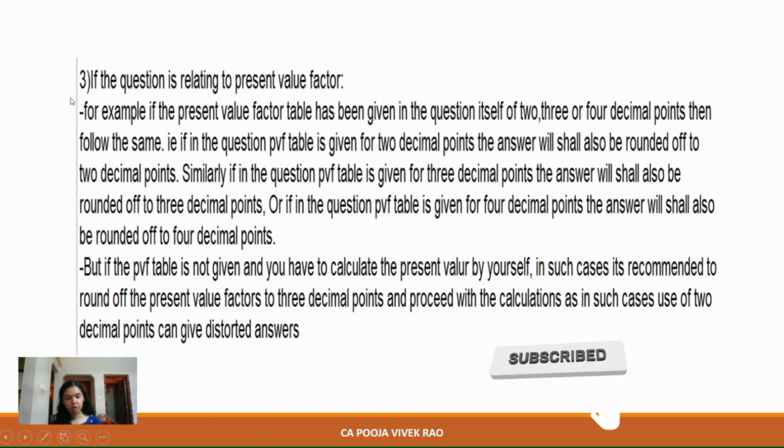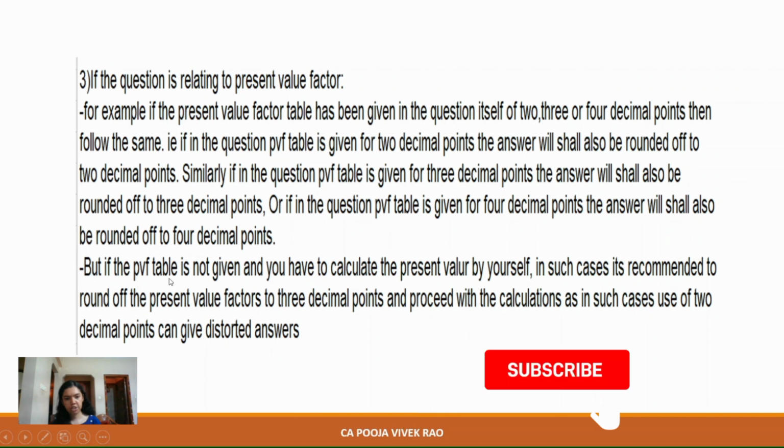If the question is relating to present value factor, for example, if the present value factor table has been given in the question itself and the table is for 2, 3 or 4 decimal points, then the same has to be followed. That is, if in the question the present value factor table is for 2 decimal points, the answer shall also be rounded off to 2 decimal points. Similarly, if the table is given for 3 decimal points, the answer shall also be rounded off to 3 decimal points. Or if the table is given for 4 decimal points, the answer shall also be rounded off to 4 decimal points.